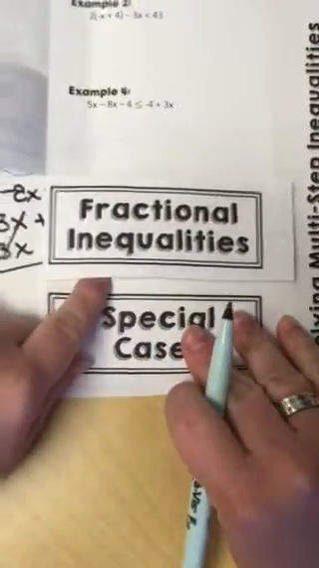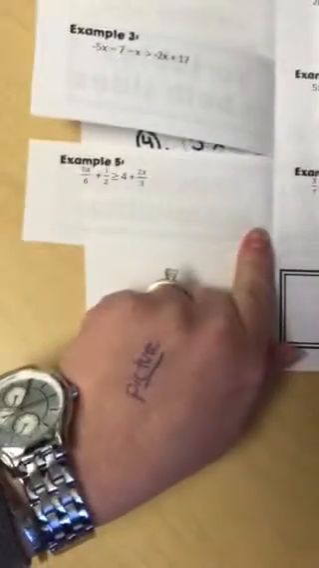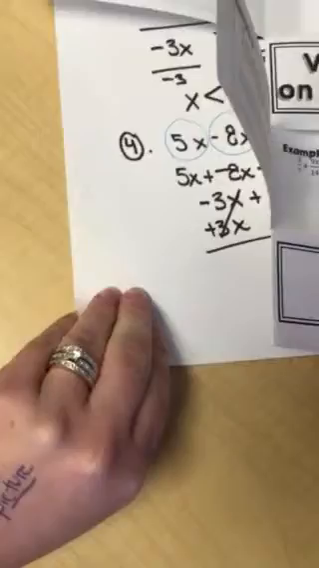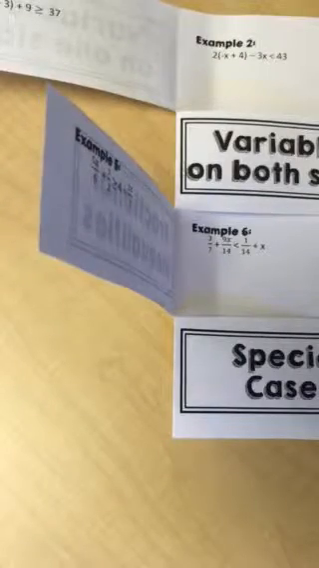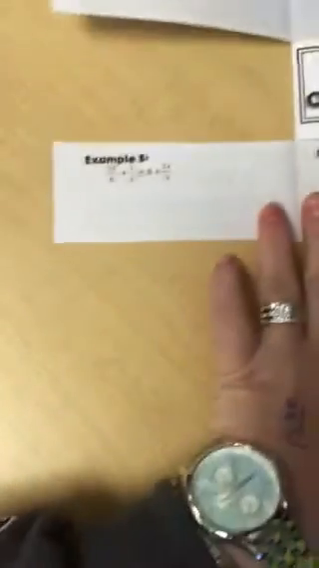Perfect. Okay. So now we're going to go back to our foldable again, and we're going to do the next one, fractional inequalities. Please don't freak out. I know that you love fractions. They're your favorite, so we can do this. It's okay. Okay, so here we go. Let me get some paper real quick. Okay, so we're on example 5 down here. I'm just going to copy it down.